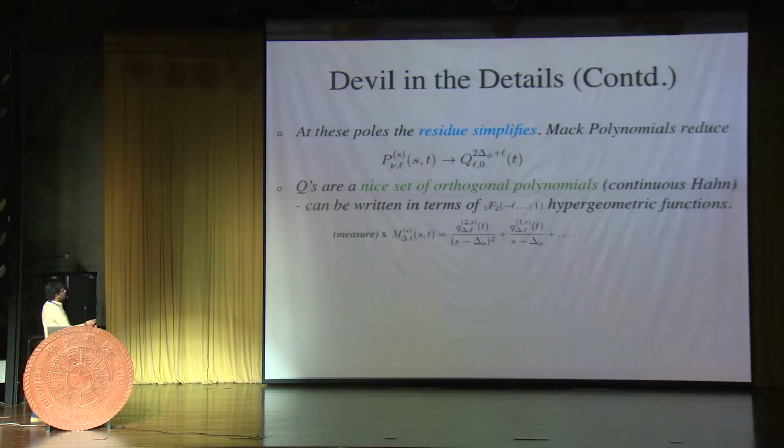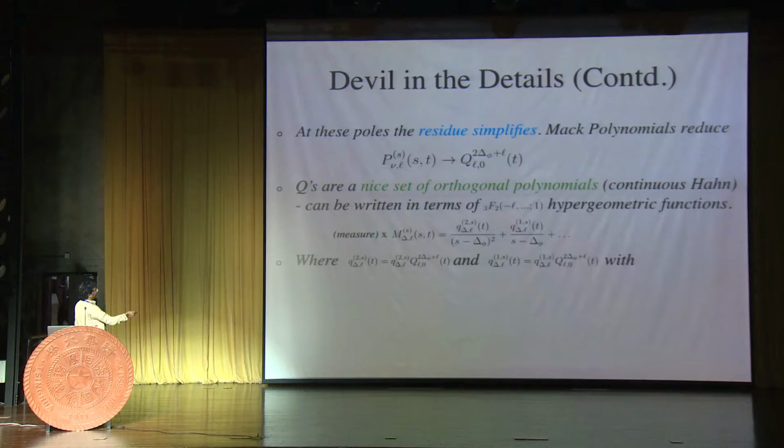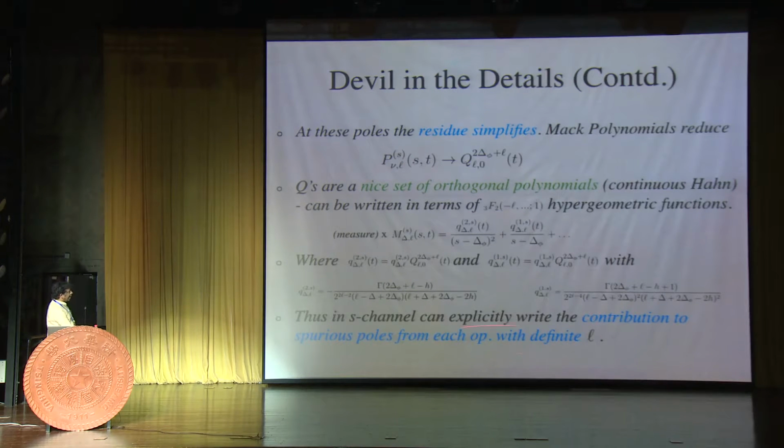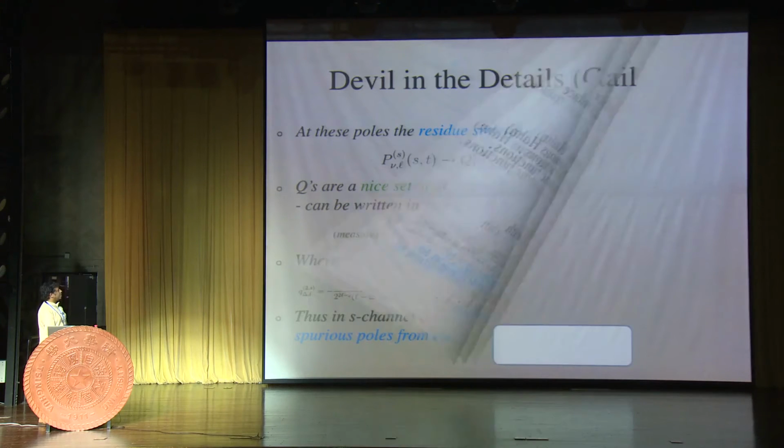So I've been talking, let's say we are in the S channel. We can try to pick out these residues. And the nice simplification when writing in terms of this basis of partial wave polynomials is that you can explicitly work out the coefficients for each L. And the important thing is that in the S channel, the contribution to the spurious poles for a definite L contributes only to that polynomial of degree L. So it's just a simple piece which you can extract explicitly.